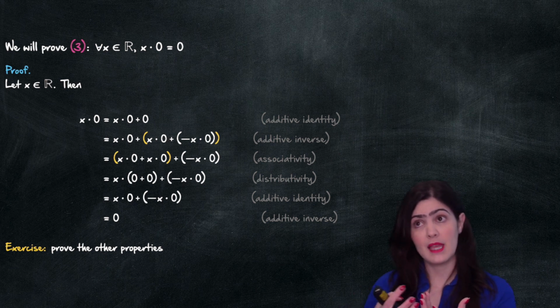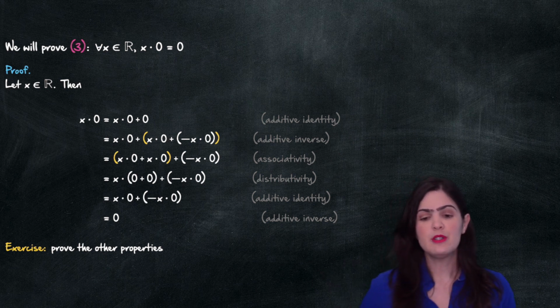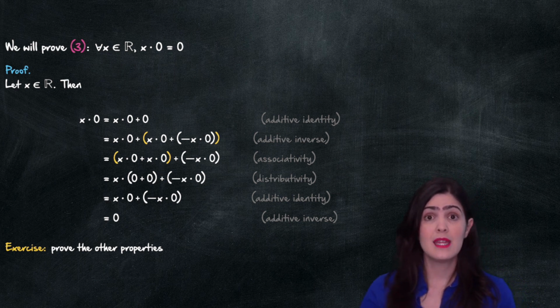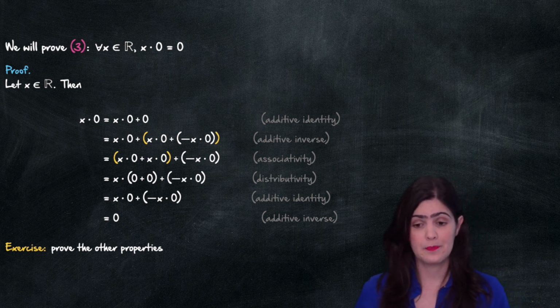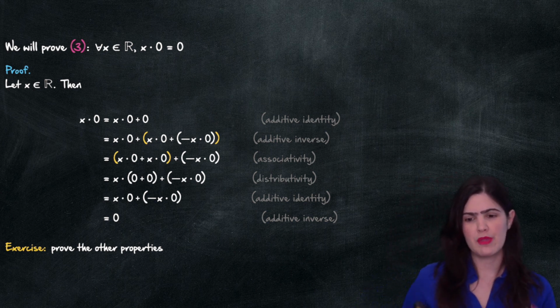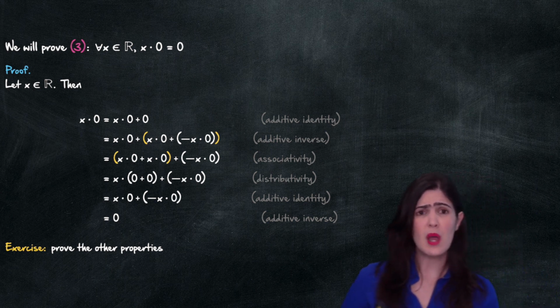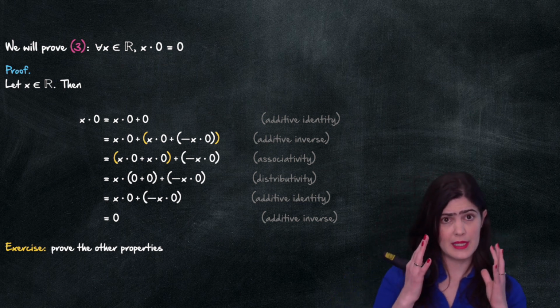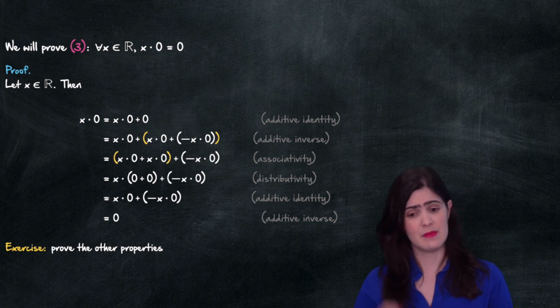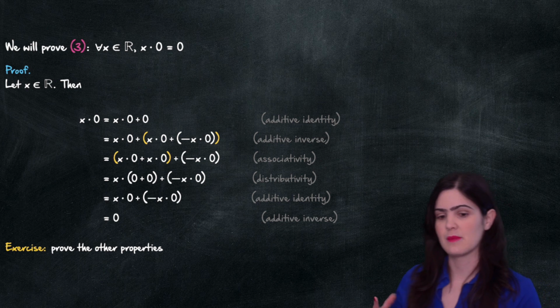So something plus minus that thing. So I'm going to replace 0 with x times 0 plus negative x times 0. And now I'm going to use associativity to regroup things a little bit. So, look at the yellow parentheses, we have x times 0 plus x times 0, all of it together, plus negative x times 0.